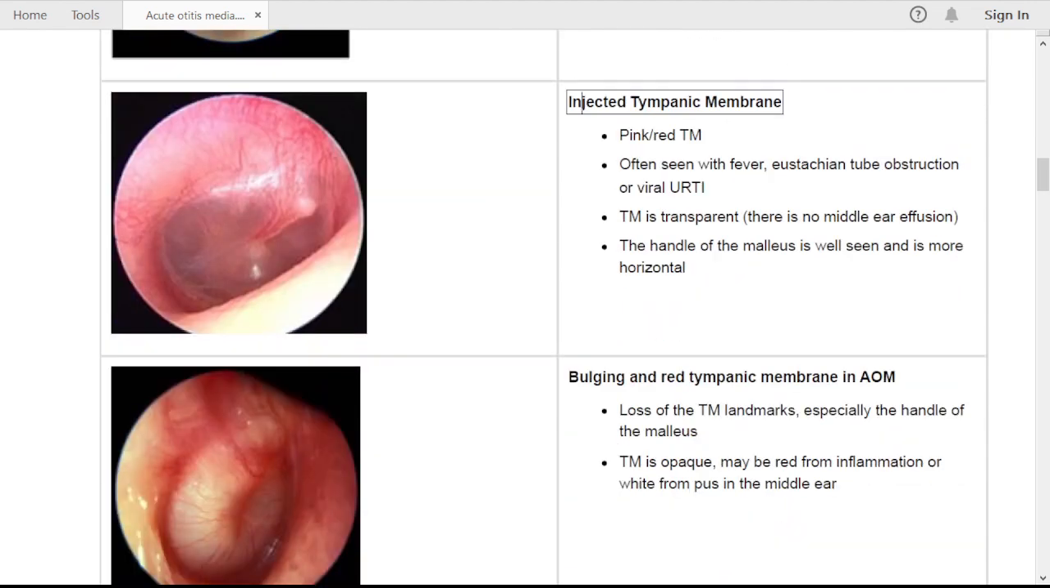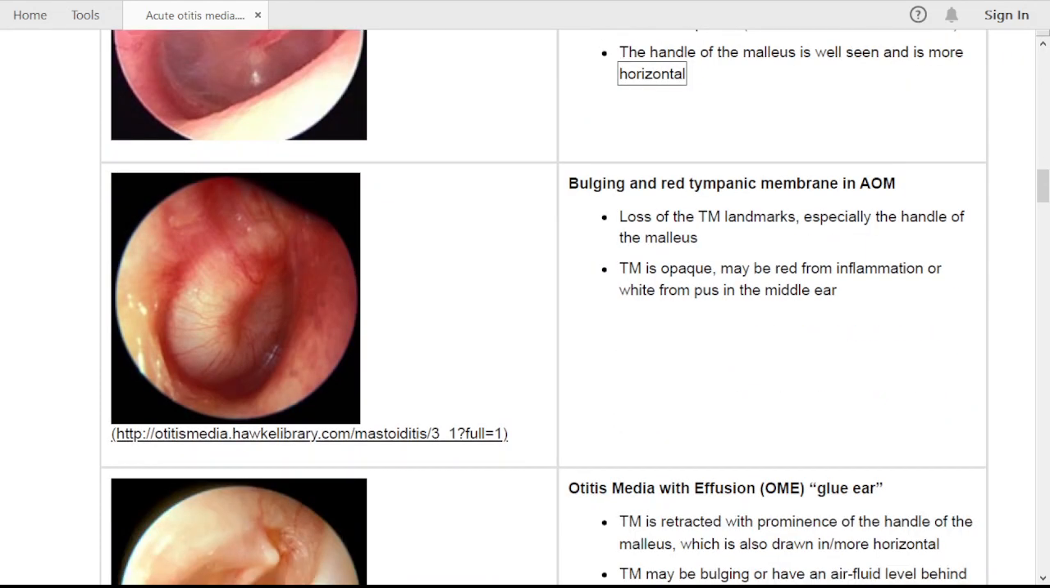Injected tympanic membrane. Pink/red TM. Often seen with fever, eustachian tube obstruction, or viral URTI. TM is transparent, there is no middle ear effusion. The handle of the malleus is well seen and is more horizontal.